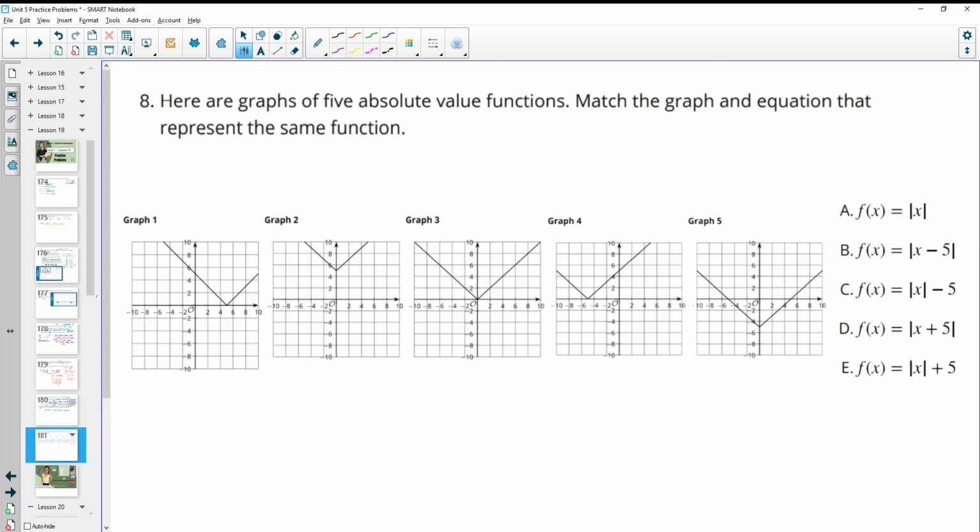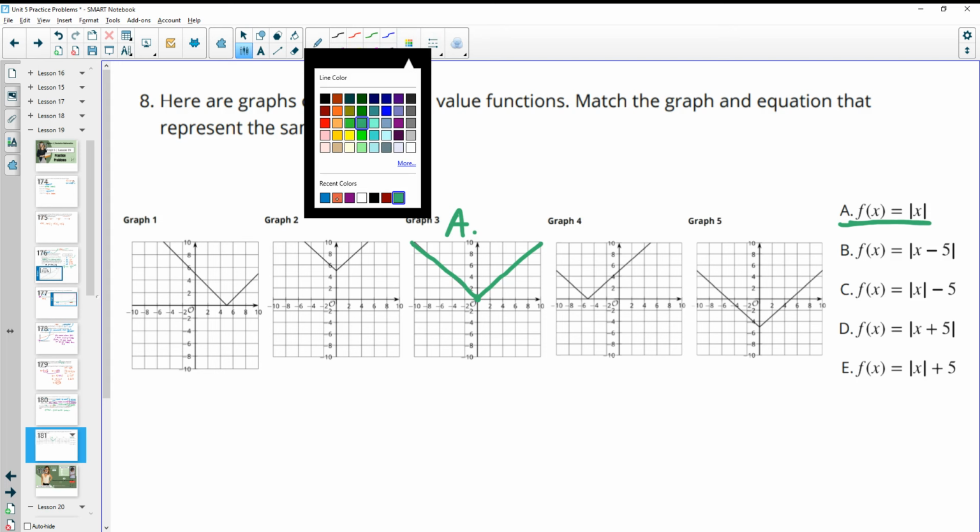Okay, then number 8, here are graphs of 5 absolute value functions. Match the graph and equation that represent the same function. So we see that these are just moving left, right, up, and down from the parent function. So here's our parent function. The parent function is going to start at the origin. So this one is our parent function. So this one is equation A. Then the rest of these just move from the parent function.